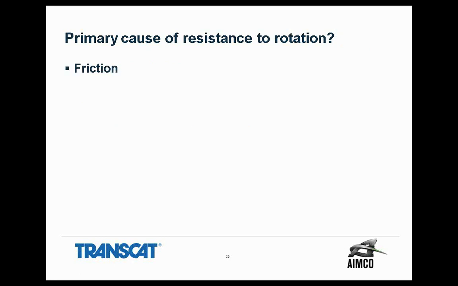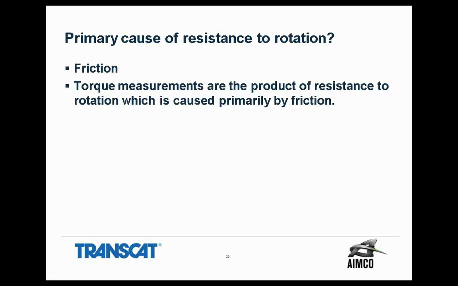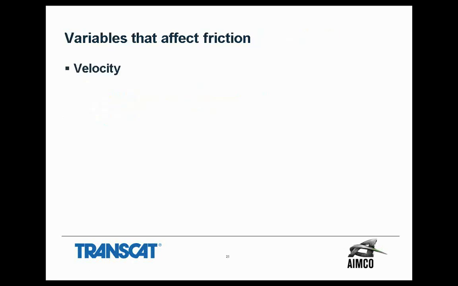The primary cause of this resistance to rotation is friction. And the friction you have dynamically while tightening is totally different than what you have once it's been tightened and is at rest. So torque measurements are the product of resistance to rotation, and that resistance is caused by friction, and friction is rarely constant.